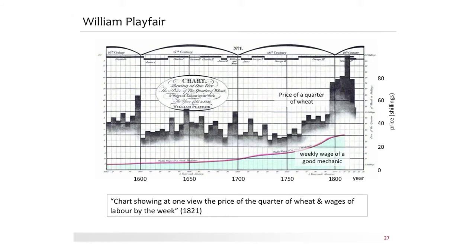But the reason he used it is because he integrated data in five-year intervals. Because when he tried to plot individual data points, they were very noisy. So he basically applied a little bit of smoothing. And this line here represents the weekly wage of a good mechanic, as he said. This is what's written here. So you can see from this graph that probably somewhere in the mid-18th century it was good to be a mechanic in terms of wages. And that's one of the first bar plots ever.